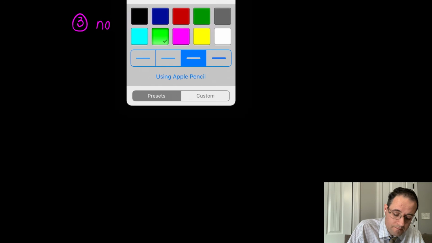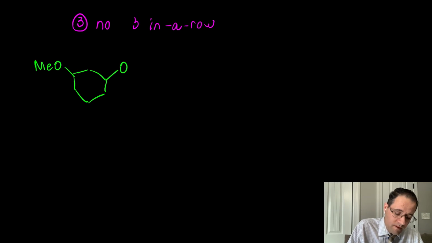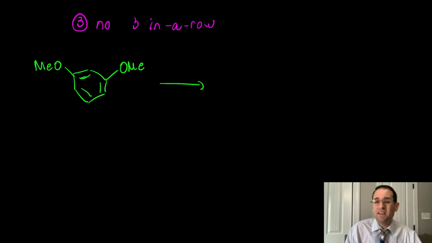Okay. What do I mean by that? Let me give you an example. Let's say we have 1,3-dimethoxybenzene. Okay, and let's analyze what happens if we try to brominate this.